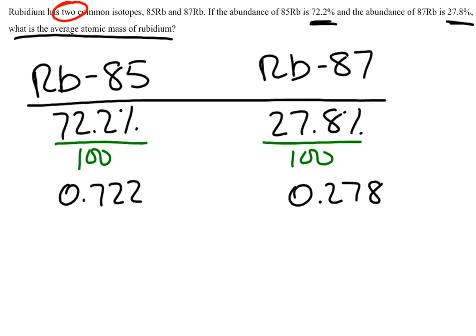Next, the other information I need is the mass. Well, it's really simple. The mass of rubidium-85 is 85 AMUs. AMU stands for atomic mass unit. So when I look at rubidium-85, I know that the mass is 85 AMUs. So I'm going to put 85 here, and for rubidium-87, I'm going to put 87 right there.